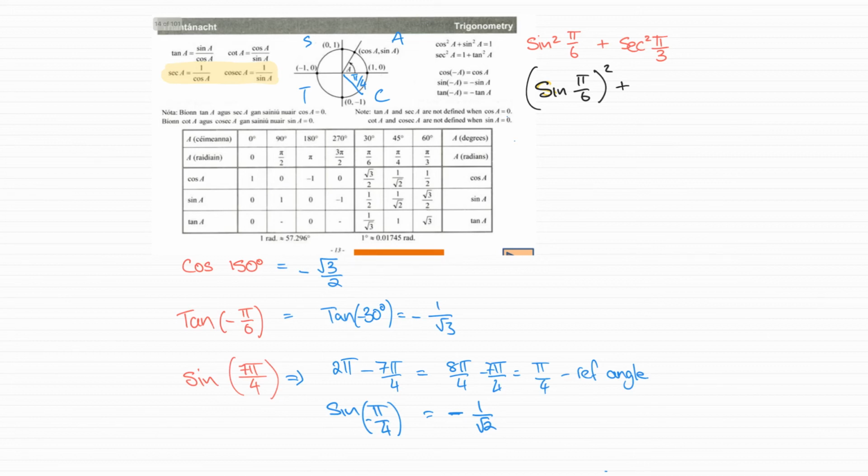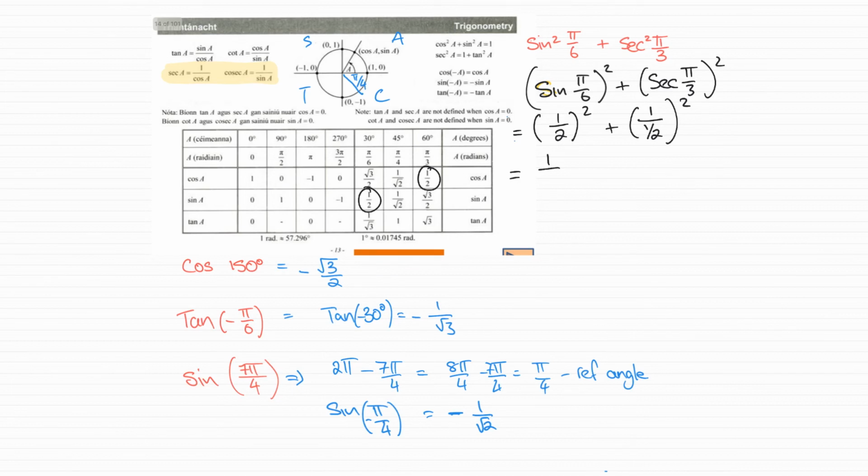And then it's the same with sec squared pi over 3. We'll get the sec of pi over 3 and then we'll square it. So the sine of pi over 6 is here. It's a half. So I'm going to do a half to be squared plus the sec of pi over 3. Okay, so pi over 3. Let's find the cosine of pi over 3 first of all. The cosine of pi over 3 is also a half. So 1 over a half is the sec of pi over 3. And we've got to square that.